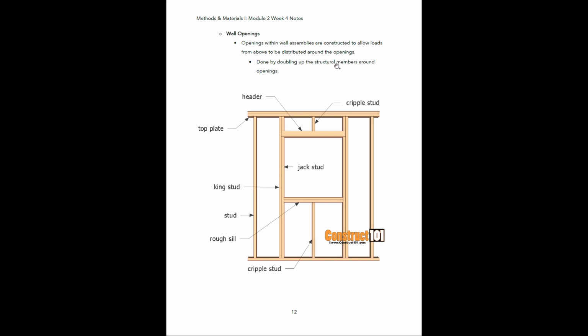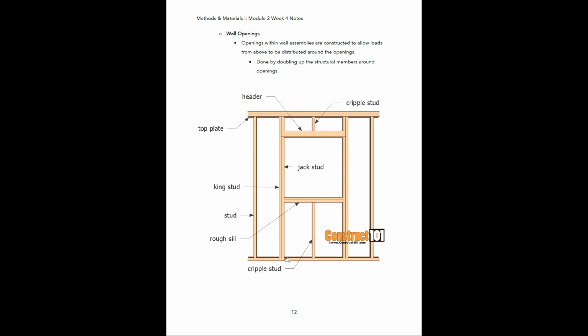This is done by doubling up the structural members around the openings. All right, so here I have a little diagram. This is just a basic framed wall, and here we can see we have a rough opening for a window. All right, so we have our wooden studs. All of these vertical members are studs, and these are spaced usually 16 inches on center.